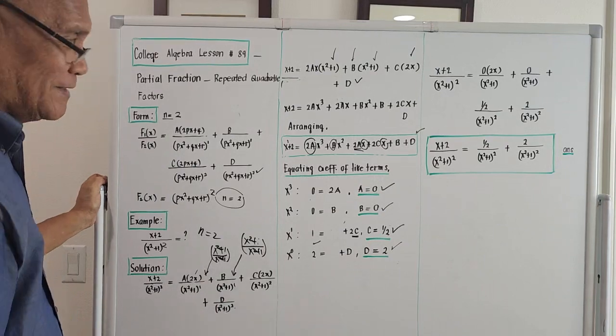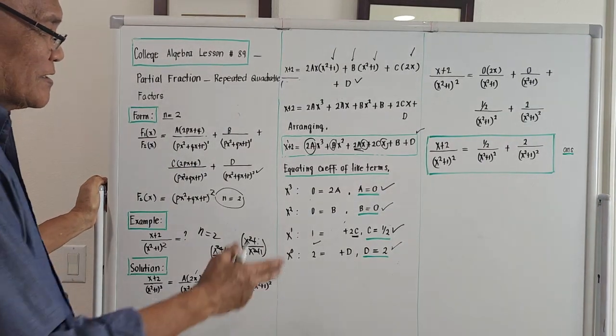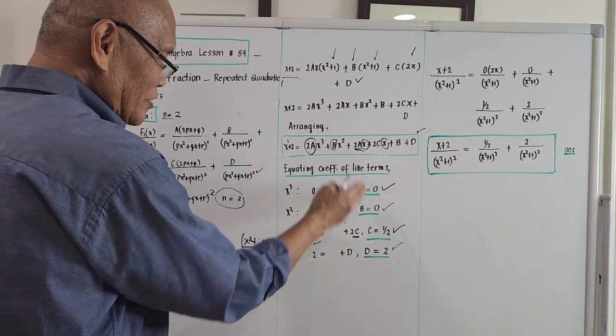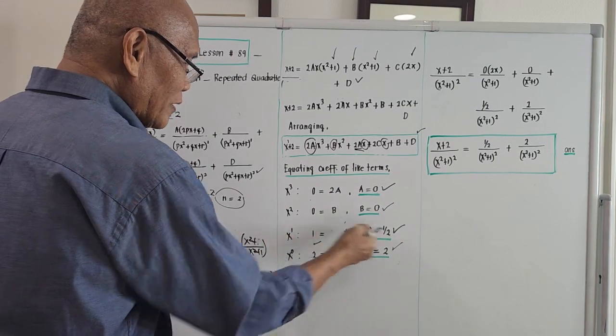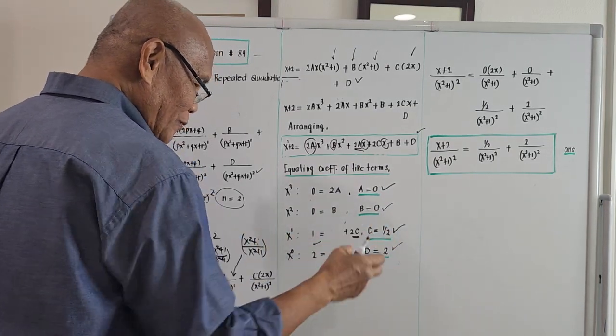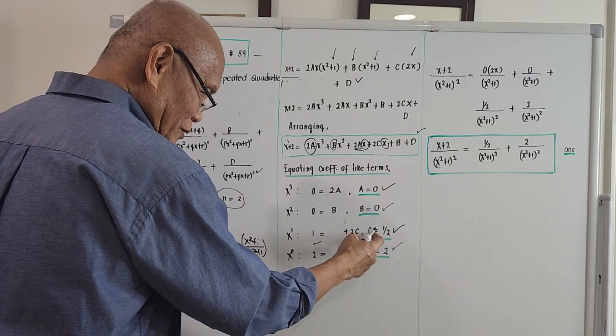Okay, you got it, guys? There are some values which are 0, so when we formulate an equation, we substitute those values so we could compute for the value of c and d.